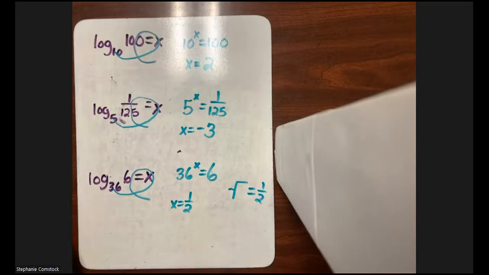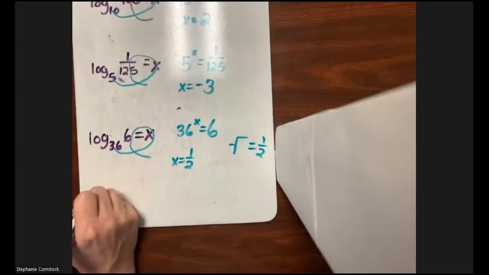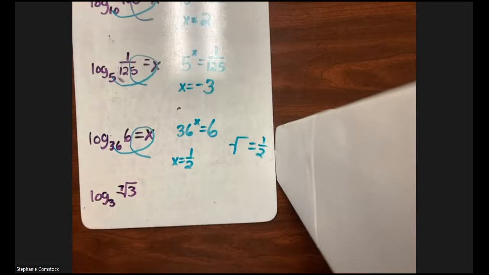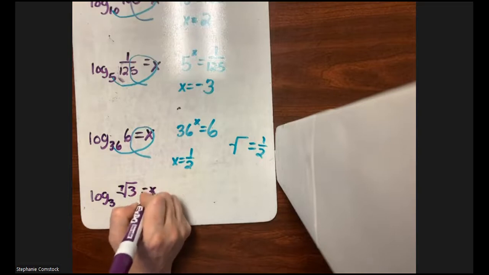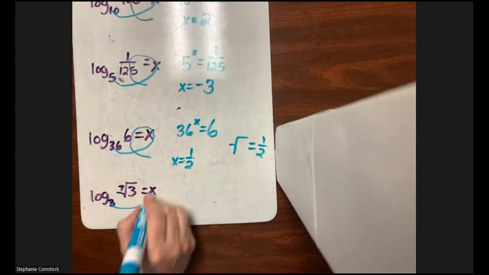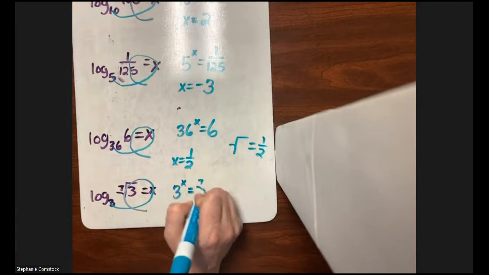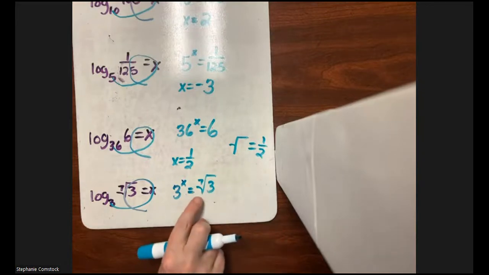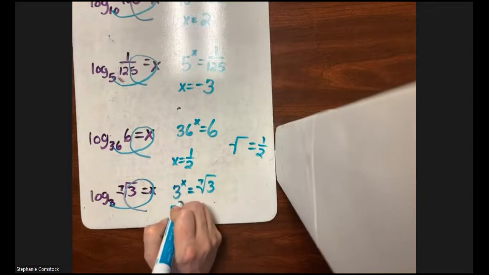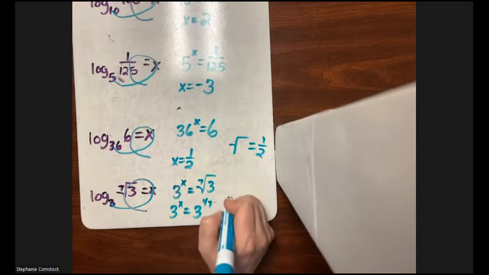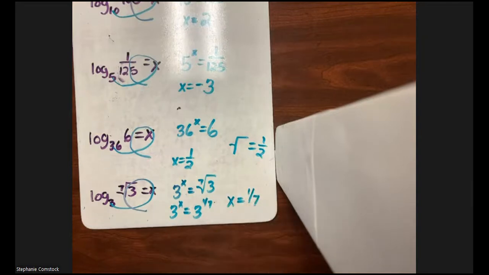Okay, and then we'll do one more. I've got log base 3 of the 7th root of 3. And again, if they don't put equals x on it, go ahead and write it on there. I'm going to do my little loop. So I've got 3 to the x equals the 7th root of 3. Now, I'm going to rewrite this as that fraction power. So I've got 3 to the x equals 3 to the 1/7. I can play matching games here. So x is going to be 1/7.